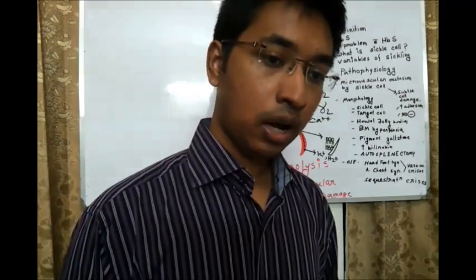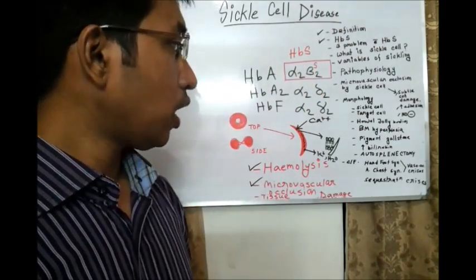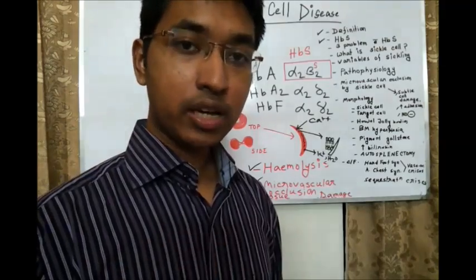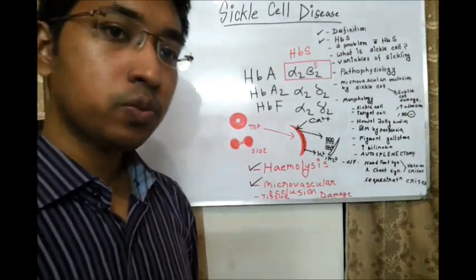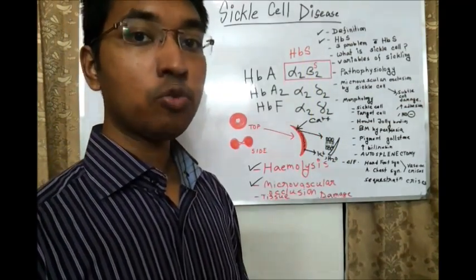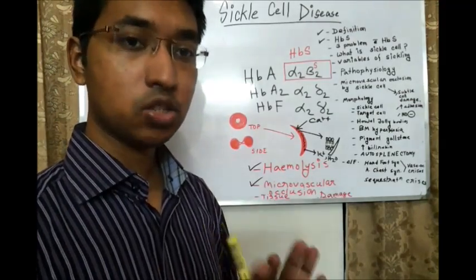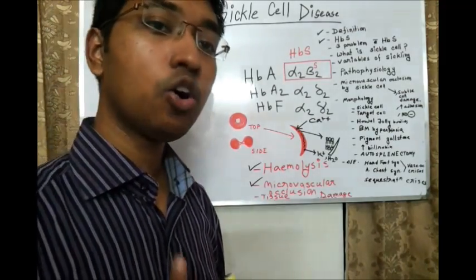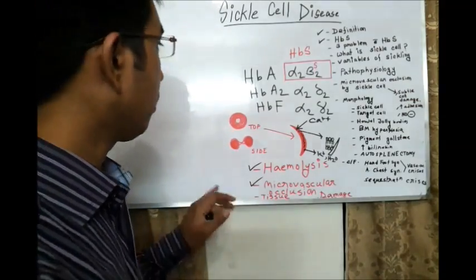Now I would like to pause here and say a thing or two about homozygous and heterozygous disease first, because that is important. Sickle cell disease can be homozygous or heterozygous. The hemoglobin S we're talking about can be homozygous or heterozygous. So what do they mean?